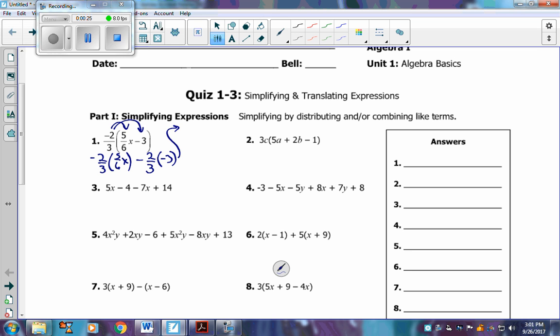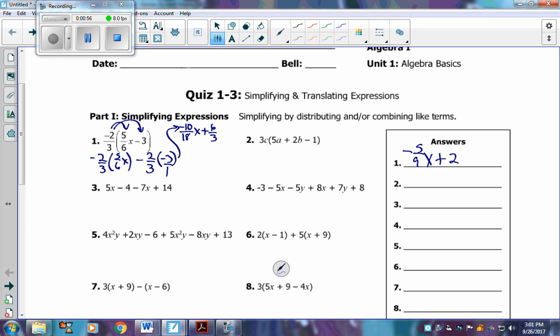That's going to give me negative 2 times 5 is negative 10. 3 times 6 is 18x. A negative times a negative is a positive. And you can put a 1 under here, and you're going to have 2 times 3, which is 6 over 3. And then we reduce it. 2 will go into 10 5 times and into 18 9 times, giving you negative 5/9 x plus 2. 6 over 3 is equal to 2.